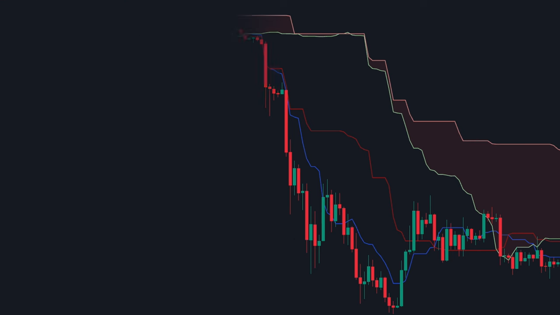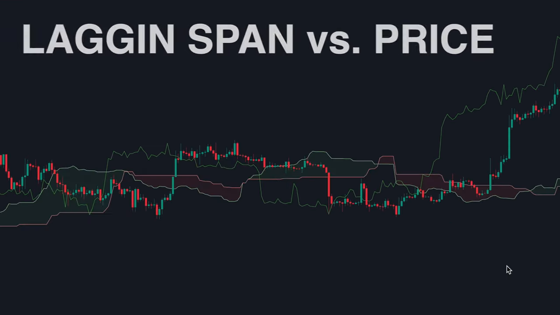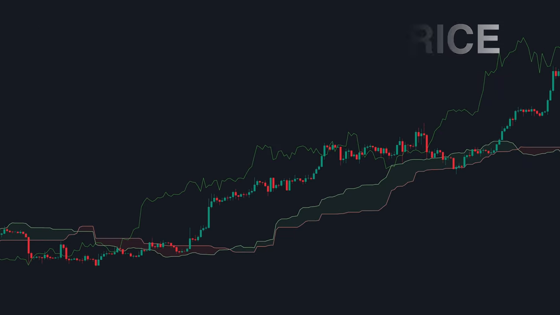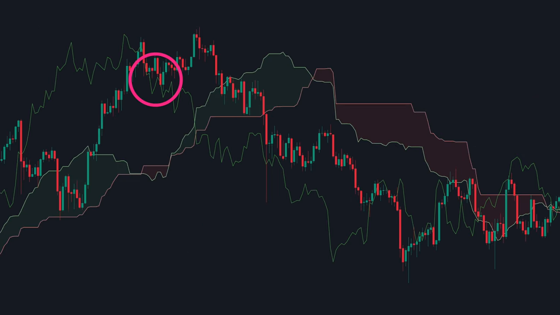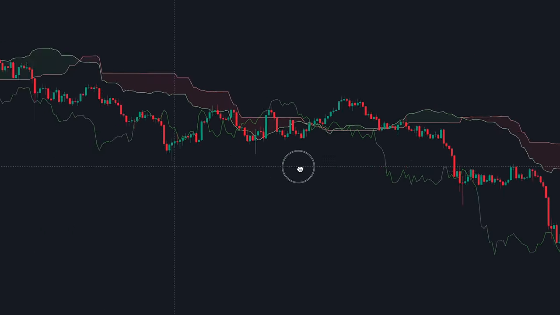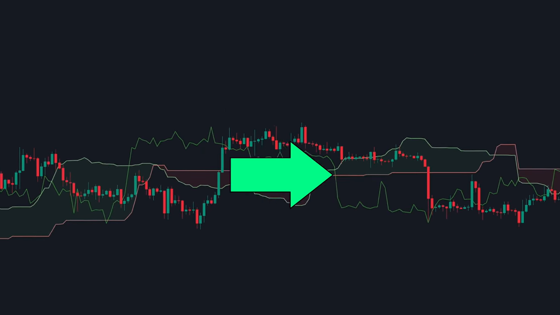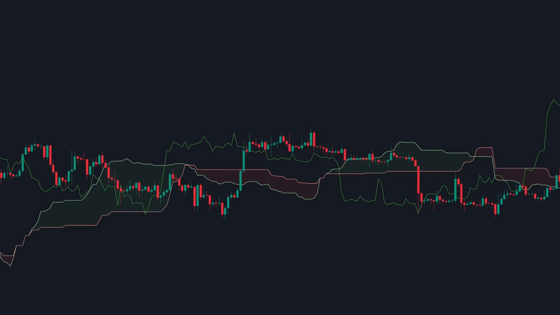Now let's dive into analyzing the other components of the Ichimoku indicator. Lagging span versus price. When the lagging span crosses above the price, it's seen as a bullish signal, and vice versa for a bearish one. If the price sits above the Kumo and the lagging span crosses up, it's a strong indicator of a potential long-term uptrend, while the opposite suggests a robust downtrend. If the lagging span resides within the Kumo, the trend remains undecided.